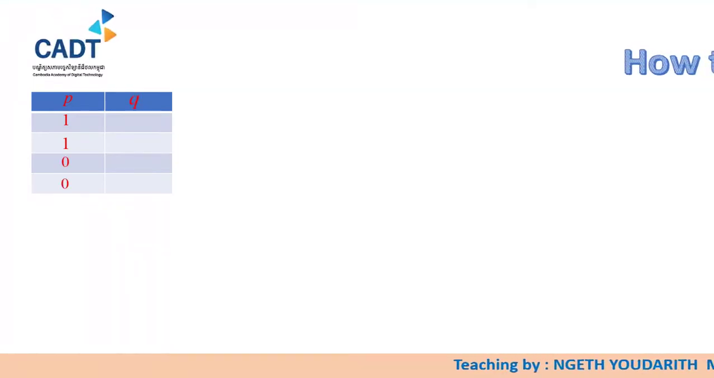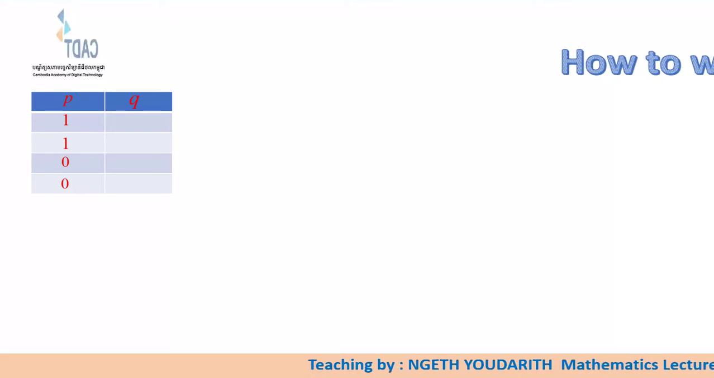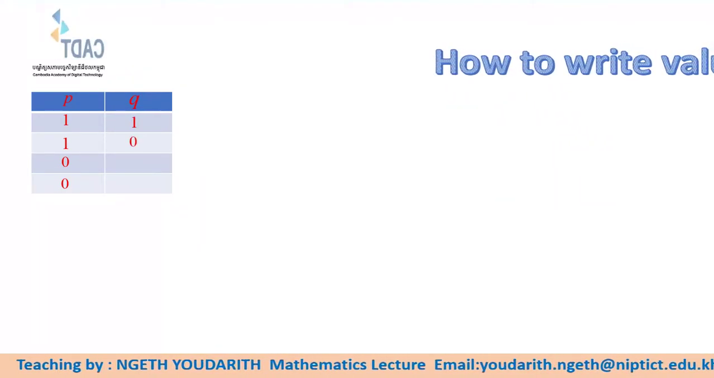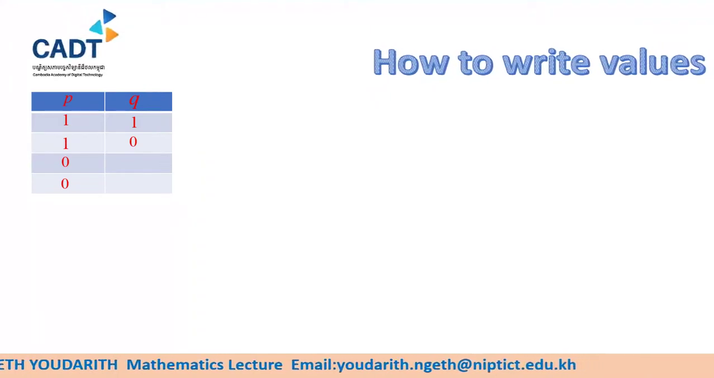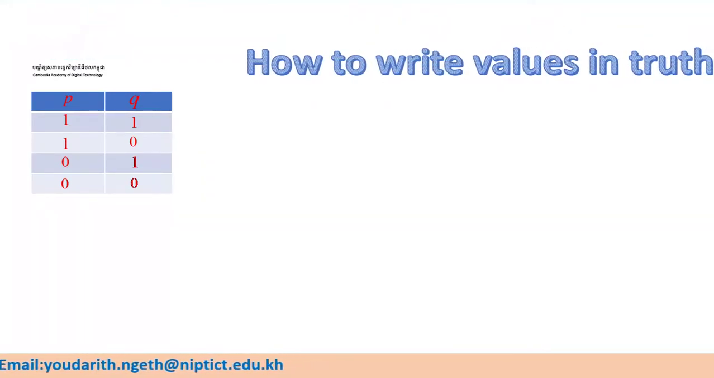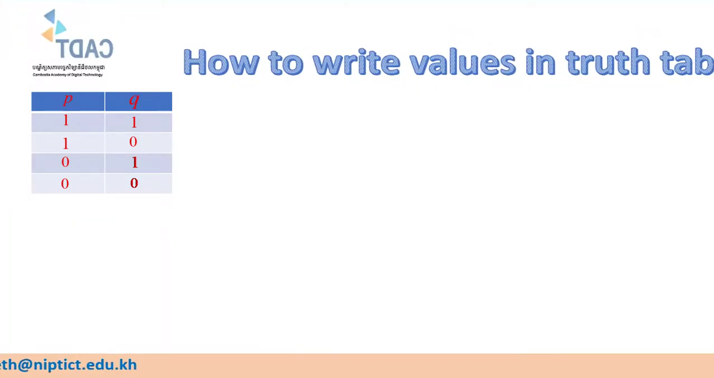And about Q, the value of Q is 1, 0, 1, and 0. This is the value of propositions or statements P and Q.